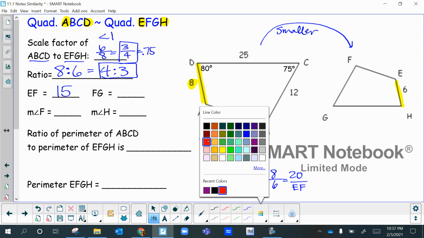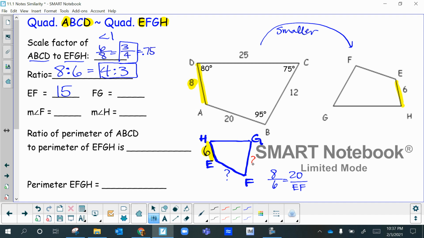And then it's asking for FG, which is this one here. So I'm going to do 8 is to 6 as, and this one corresponds to 12. See, when you redraw it, it's easier to see how they're all in the same corresponding position, as 12 is to FG. 6 times 12 is 72, divided by the 8. That's 9. So FG is 9.